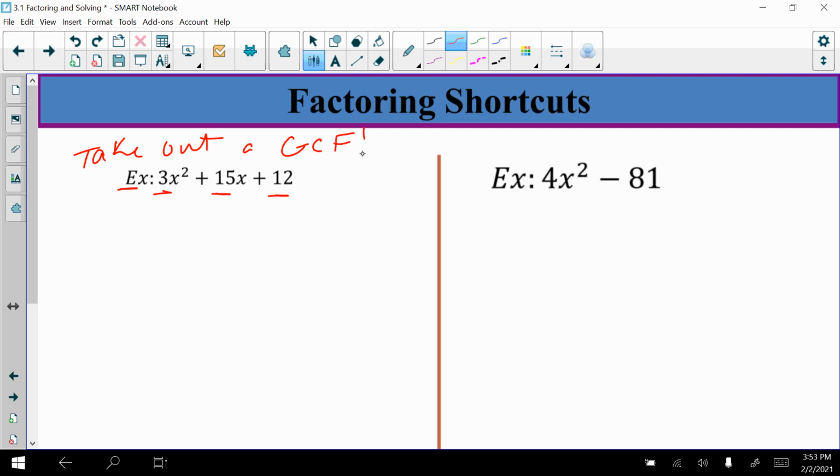So I could divide all these things by 3 and turn it into x squared plus 5x plus 4. And now factoring this middle piece will not be as bad, right? Because now it's a case 1. The leading coefficient is 1. So if I multiply a times c, that's 4. I need 2 numbers that multiply to 4 and add to 5. We'll think about it for a second. That can just be 4 and 1.